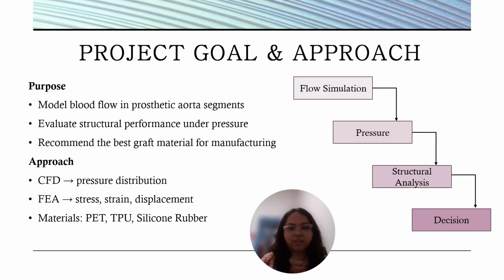So the objective of the assignment was to understand how blood behaves inside prosthetic blood vessels and how different materials respond to internal pressure. In my case, I chose the aorta, and I used the computational fluid dynamics or the flow simulation to get the pressure. And then I used that pressure to run the structure analysis or finite element analysis to get the strain, stress, and displacement, which is just a number for how much a material deforms or stressed under a certain load.